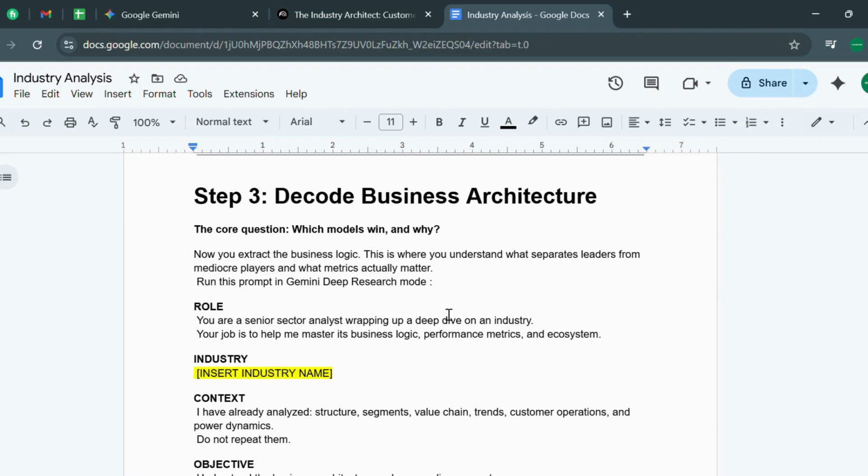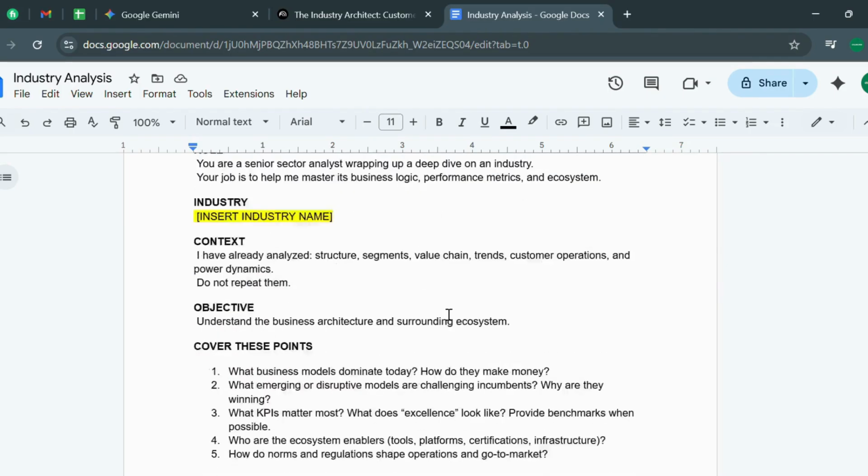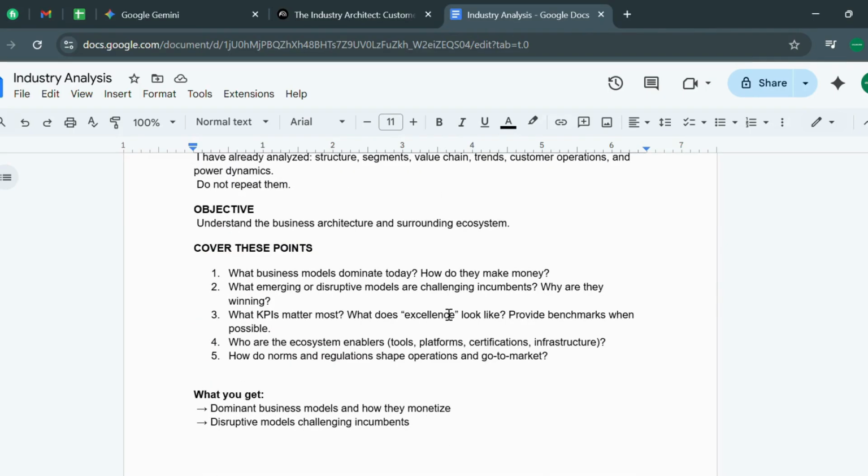The question is which model wins and why. Here we're going to be answering what business models dominate today and how they make money. What emerging or disruptive models are challenging incumbents? Why are they winning? What KPIs matter most? What does excellence look like? Provide benchmarks when possible. Who are the ecosystem enablers, tools, platforms, certification, infrastructure? How do norms and regulations shape operations and go to market?